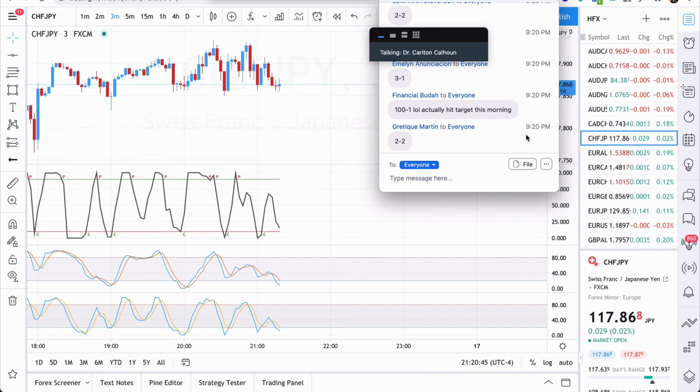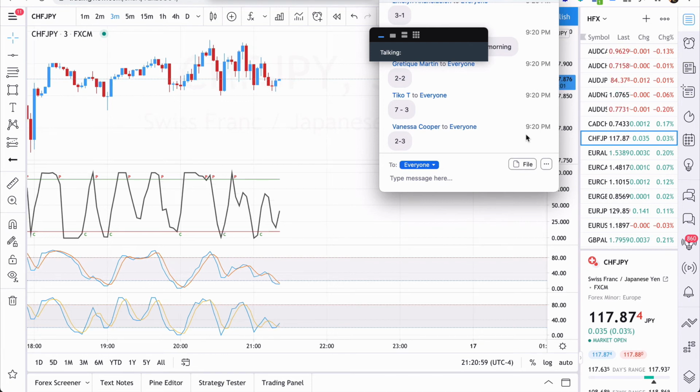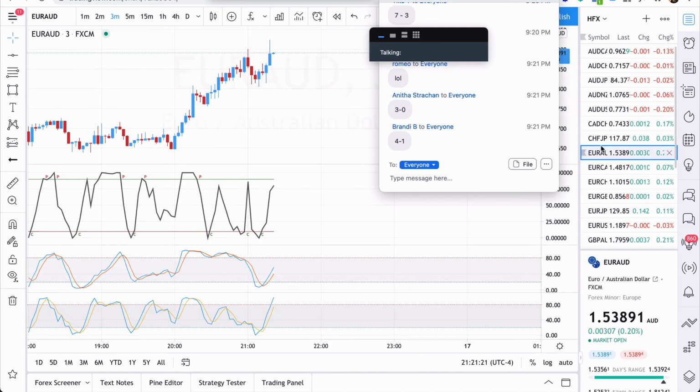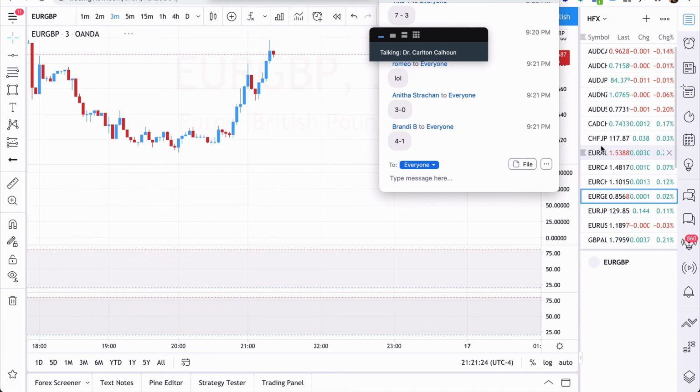101 actually hit target this morning. Two and 3. Vanessa, you must have been taking your own trades, because I only called 3. Three and 0. Cool. Let's see if we can find one more.